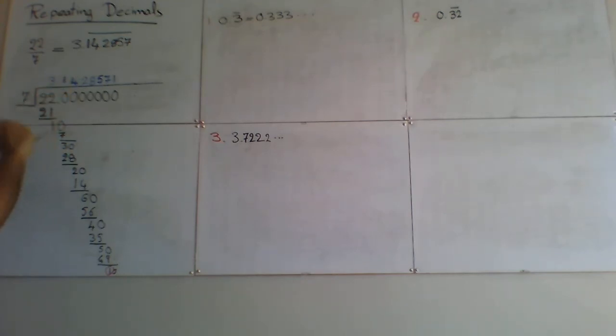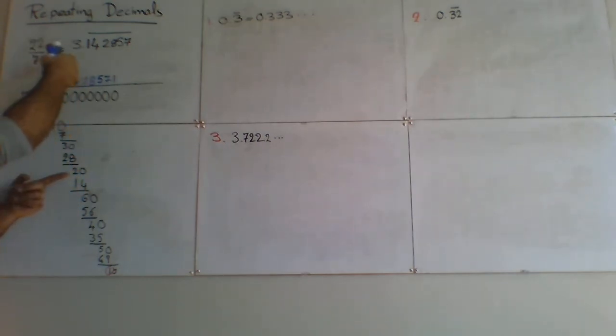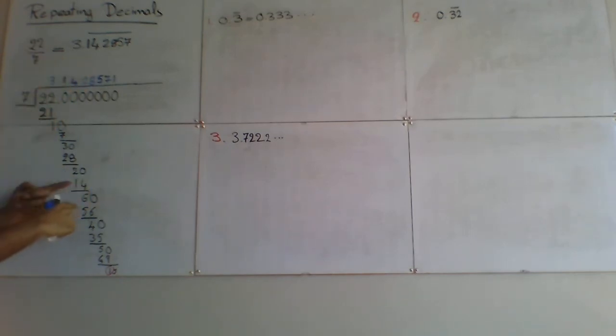I get 10. Divide 10 by 7, I get 1, and the remainder is 3, because 1 times 7 is 7. Drop another 0, I get 30. 30 divided by 7 is 4, remainder 2, because 4 times 7 is 28. You drop a 0, 20 divided by 7 gives 2, 2 times 7 is 14, with a remainder of 6. Then 60 divided by 7 gives 8, because 8 times 7 is 56, with a remainder of 4.